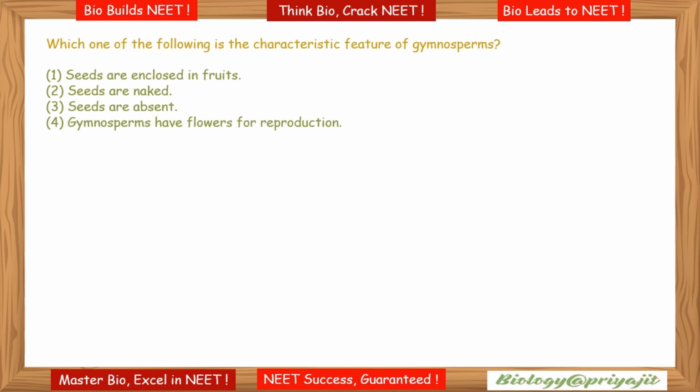Which one of the following is the characteristic feature of gymnosperms? The gymnosperms are plants in which the ovules are not enclosed by any ovary wall and remain exposed both before and after fertilization. The seeds that develop post fertilization are not covered, that is, they are naked. So here the correct answer will be option 2, that is, seeds are naked.